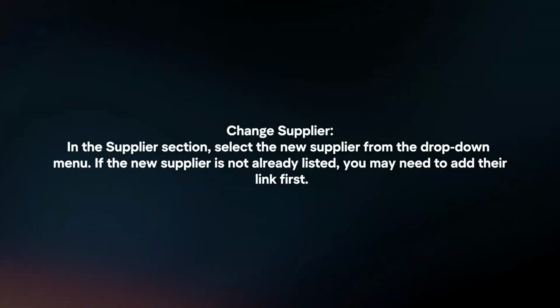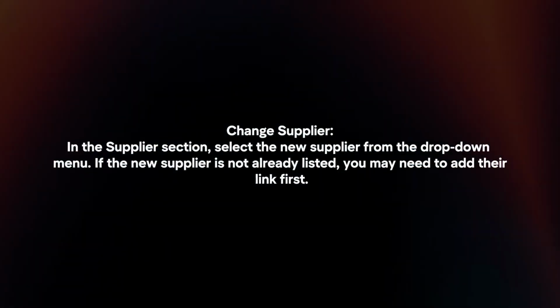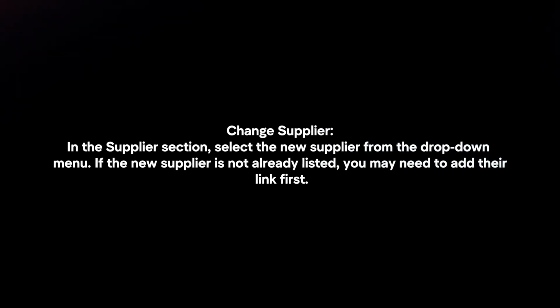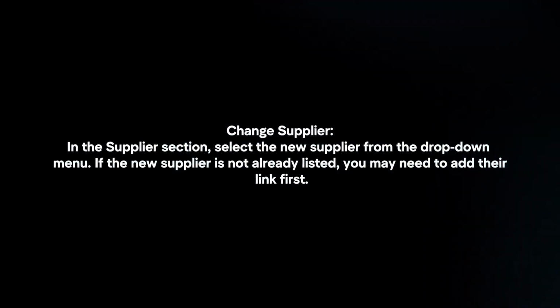Edit product details. Click on the product to open its details page. Look for the supplier section within the product details. Change supplier. In the supplier section, select the new supplier from the drop-down menu. If the new supplier is not already listed, you may need to add their link first.